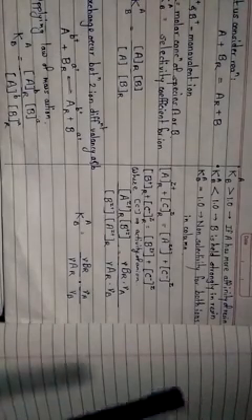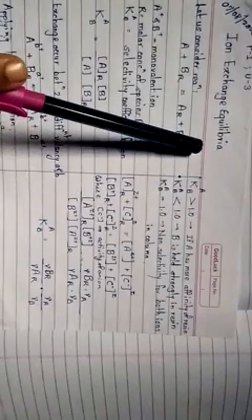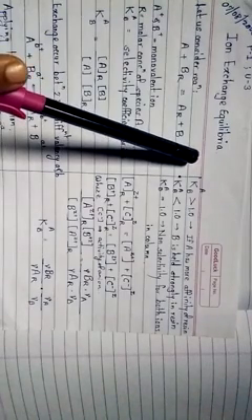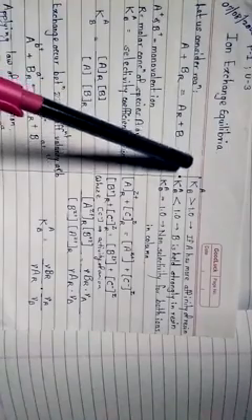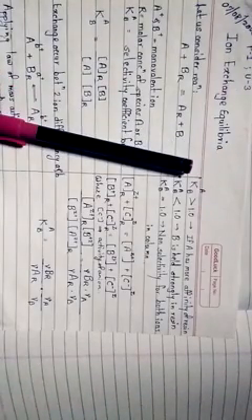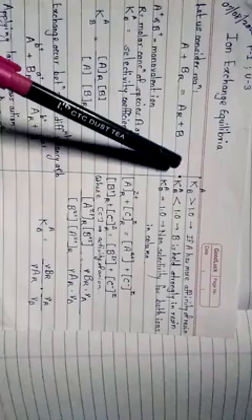Here you can see in the picture, first, Kab is greater than 1. When it is greater than 1, if A has more affinity for the resin, then the selectivity coefficient is greater than 1.